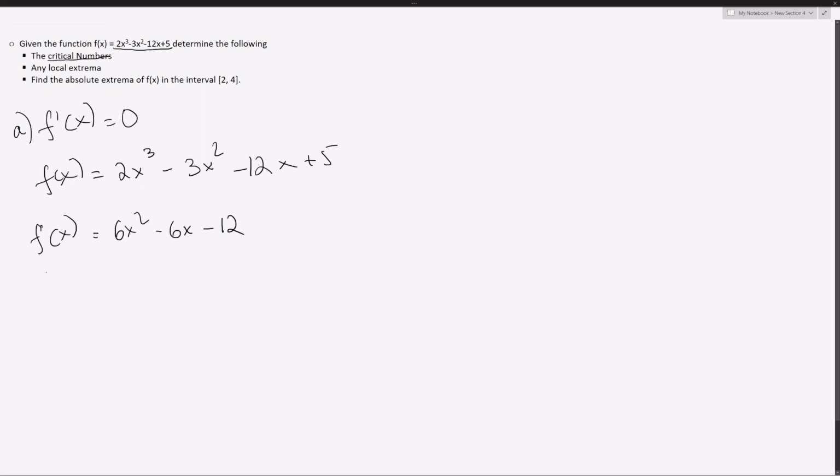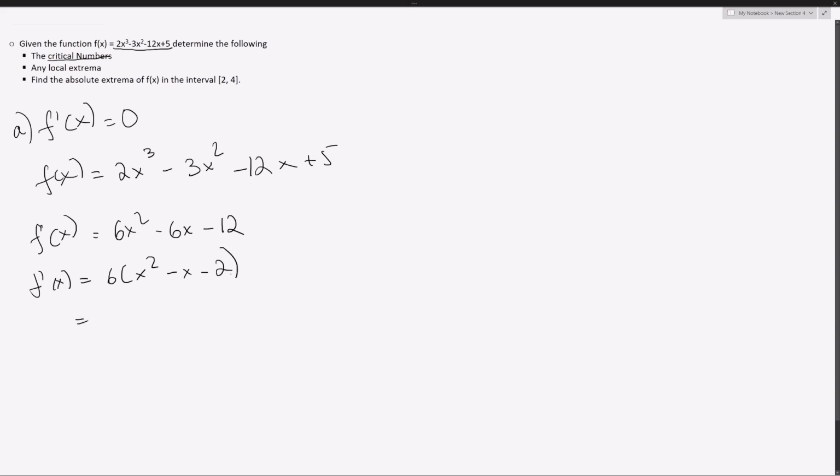Now let's find out where it equals 0. Right, to do that, we need to factor our equation. So f prime of x, if we factor it, we could factor out the 6, we get 6 times x squared minus x minus 2.